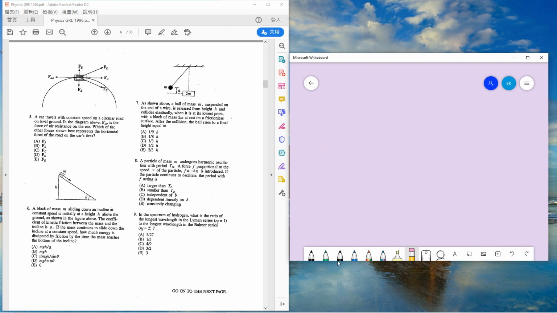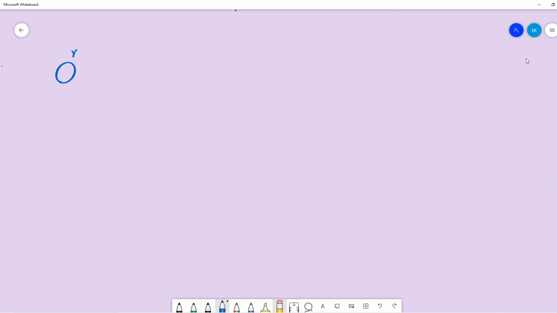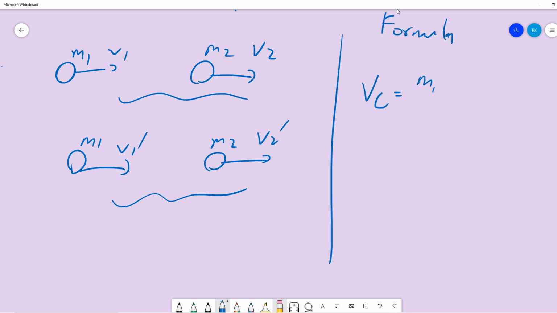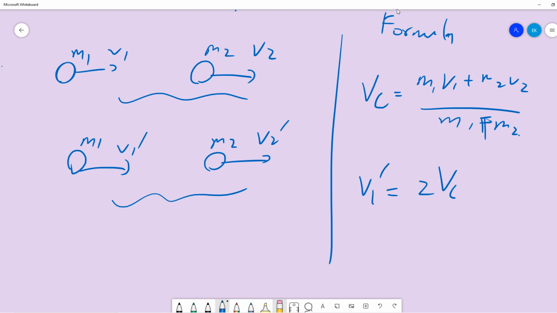Okay, so basically this is just asking about the elastic collision in one dimension. So the formula is that if you have m1 v1 and m2 v2, after collision you have m1 v1 prime, m2 v2 prime. You first calculate the velocity of the center of mass, which I call VC. After we compute VC, it's much easier: V1 prime is just 2VC minus V1, V2 prime is just 2VC minus V2.